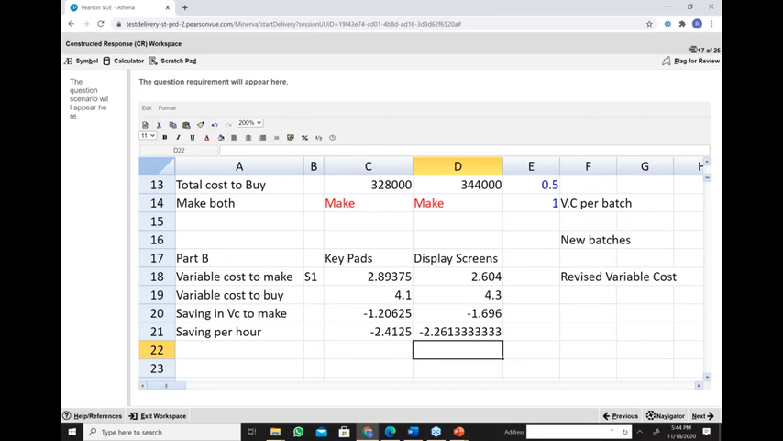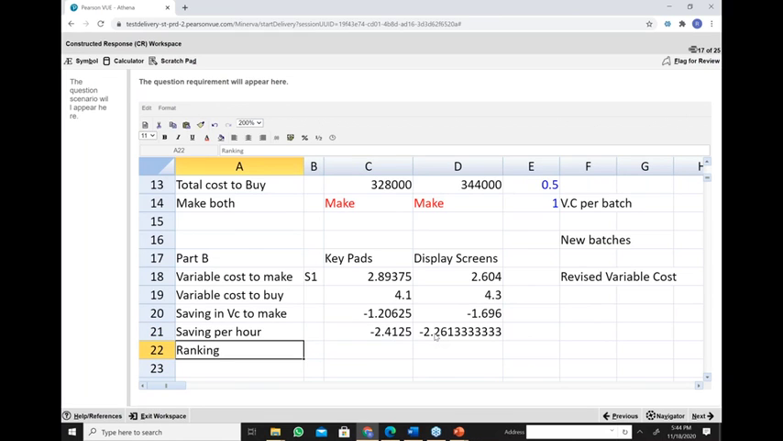Just to give you a simple example, if you are short of time, your decision will be based on time. If you're short of money, your decision will be based on each dollar you spend. So whatever is limiting factor, decision is based on that. So right now, labor hour is the limiting factor. So what you have worked out, if I give 1 hour to produce keypad, I'll get a saving of 2.4. And if I give 1 hour to display screen to produce in-house, I will get a saving of 2.26.